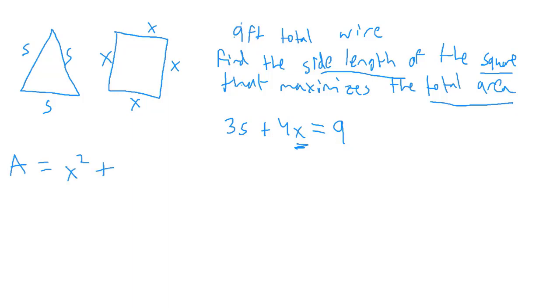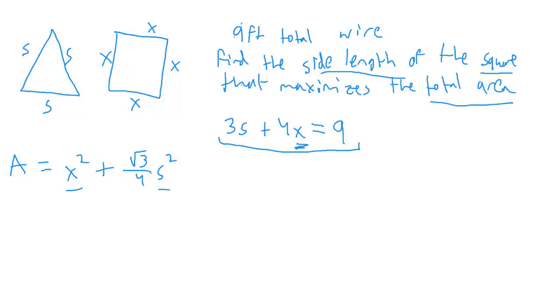Plus, and now our area for our triangle they gave us is root 3 over 4 s squared. Okay, so we have our area function. We want to optimize it. Again, we run into the problem that we have two different variables, x squared and s squared. But once again, we have this other equation that we can use to convert our multivariable equation for area into a single variable equation.